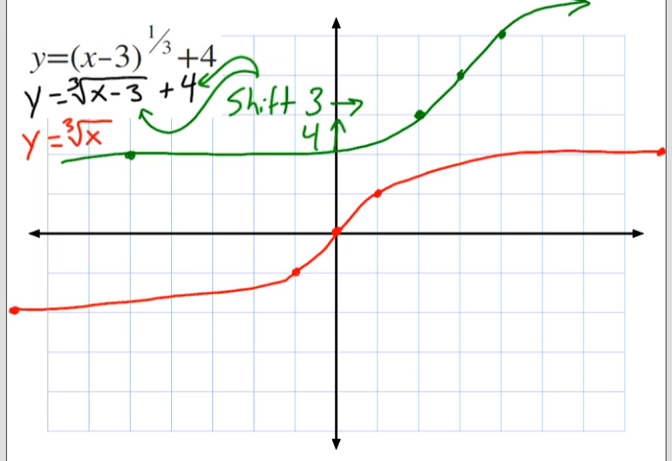And so this would be our answer. So remember, the red is the mother function. It helps us move over to the new spot. Our green is the actual answer, the actual graphed function.